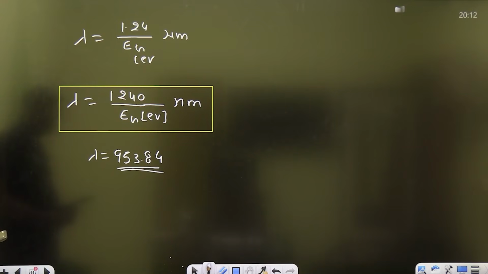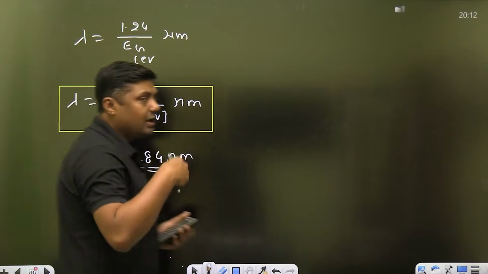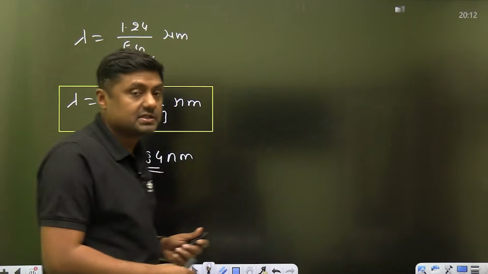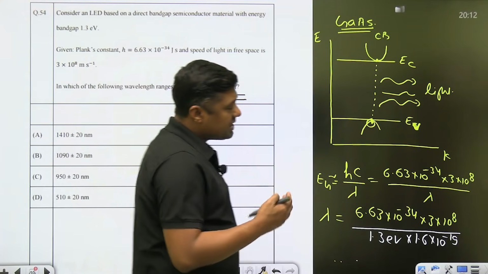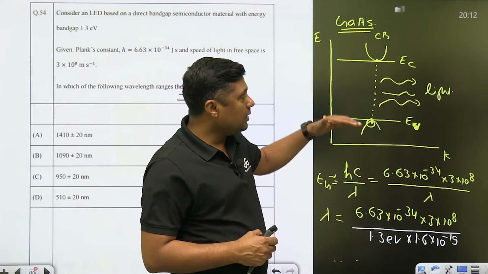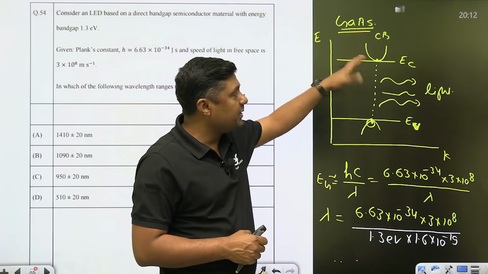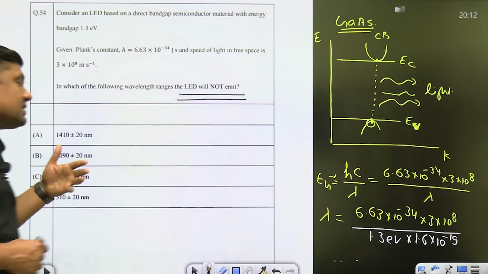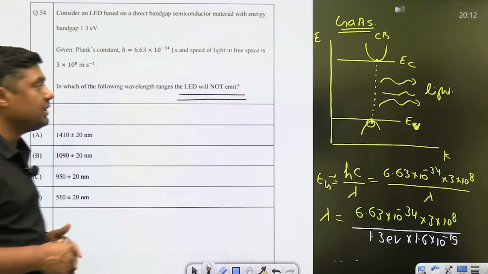953.84. So this is the wavelength in nanometer. At this wavelength, the LED will emit the light. But practically it has some range, guys. It is highly frequency sensitive. The wavelength at which it gives light depends upon Eg. When there is a change in lambda, there will be a change in the responsivity. Responsivity will change.